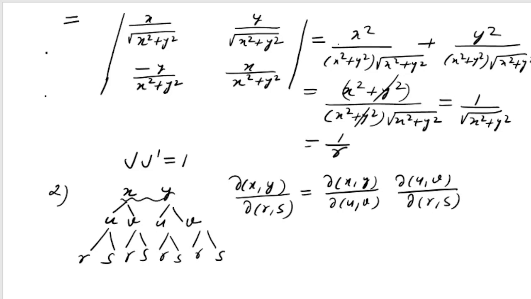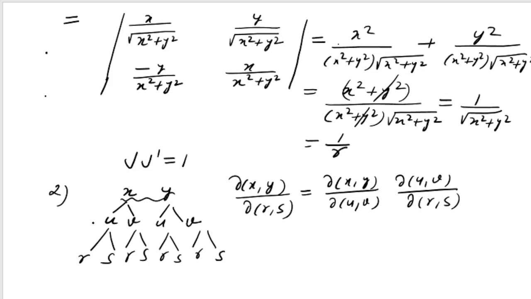So this is kind of the chain rule you have seen earlier. Here we are doing the same thing: if we have to find the Jacobian of transformation del xy by del rs, first we calculate the Jacobian of transformation del xy by del uv and then del uv by del rs. So these are two very important properties of Jacobian.